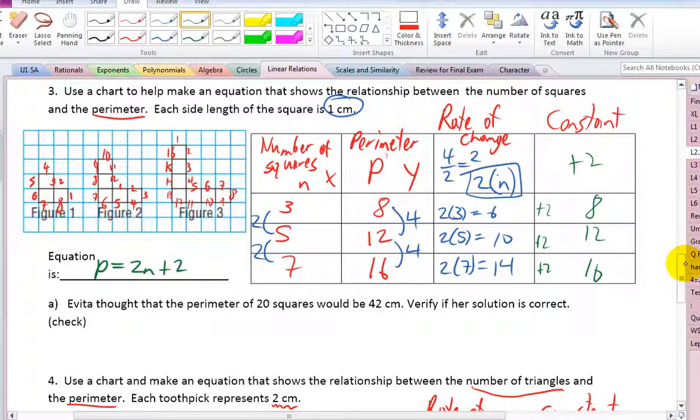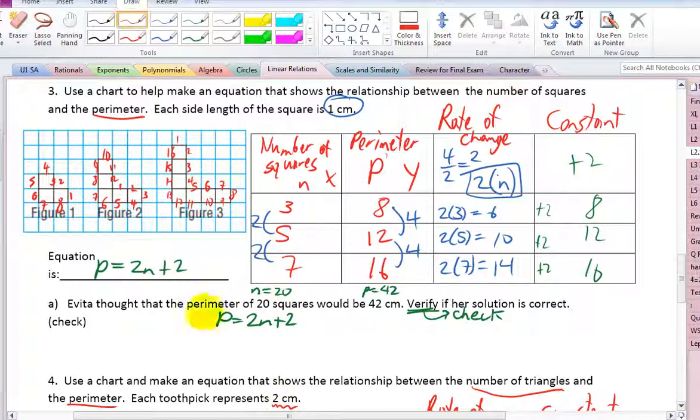Okay, so if you'd have thought that the perimeter of 20 squares would be 42 centimeters, verify, underline that. Verify means to check. So you take your equation and write it out. Then you substitute in the values. So the perimeter is 42. That's what she thinks. And then the number of squares, n, would equal 20.